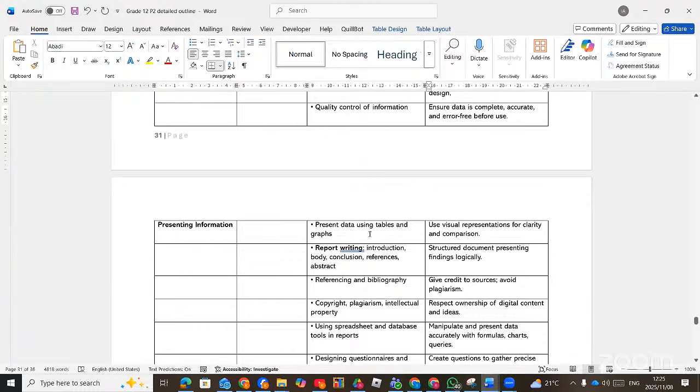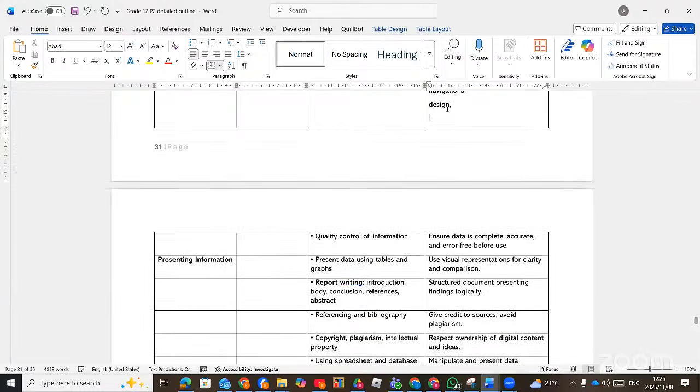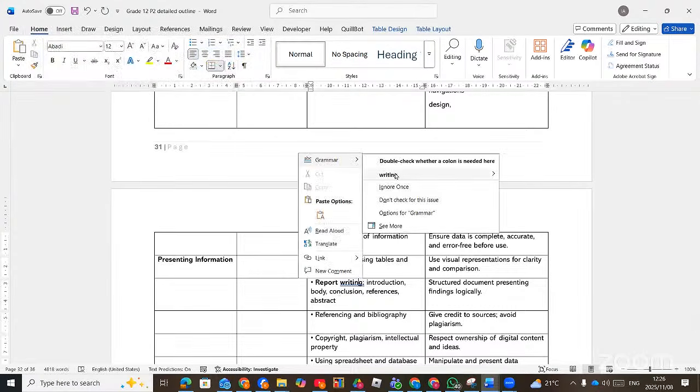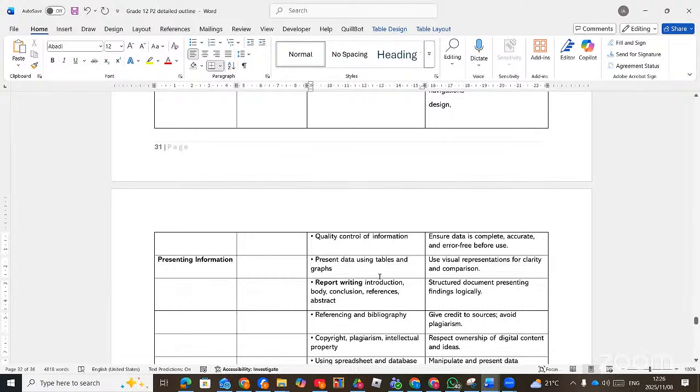Now, when you look at the presentation of information, you can present information in different ways. Visual presentation, or you send it to other people through PowerPoint. You can do your PowerPoint or website and others. So you need to take note of that. And then also, you focus on report writing. Now, when you are writing a report, what are the sections of the report? We have the introduction, the body part, and then the conclusion or maybe references.